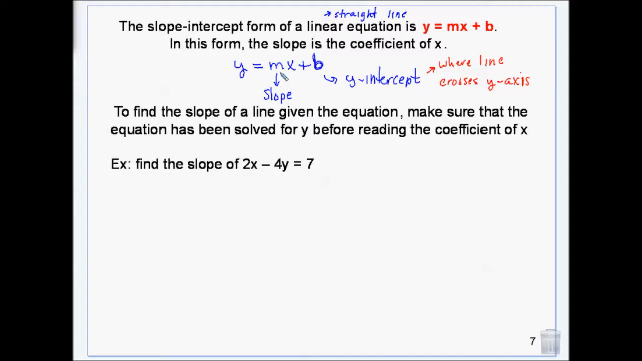Now, sometimes we're given the equation in this format. We get y equals some number x plus or minus some number. And when that happens, whatever number is right here, that's our slope. For example, if I gave you y equals 3/2 x minus 6, well, the slope is 3/2. Sometimes it's really easy. It's already done for us. But sometimes we're in a different format, and we need to make this look like y equals mx plus b.